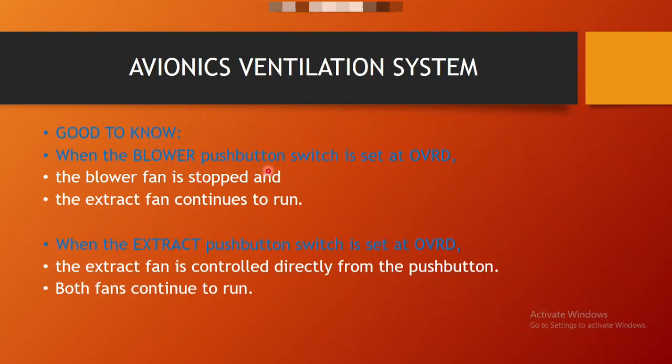Good to know, when the blower push button switch is set at override, blower fan is stopped and extractor fan continues to run, because some smoke is there that should be removed from the avionics bay. That's why if you are selecting the blower push button in override condition, blower fan will be off, but extract fan will continue to rotate. When the extractor push button switch is set to override, what is happening? Extract fan is controlled directly from the push button. Both fans run continuously. So during this condition, both fans will run continuously.